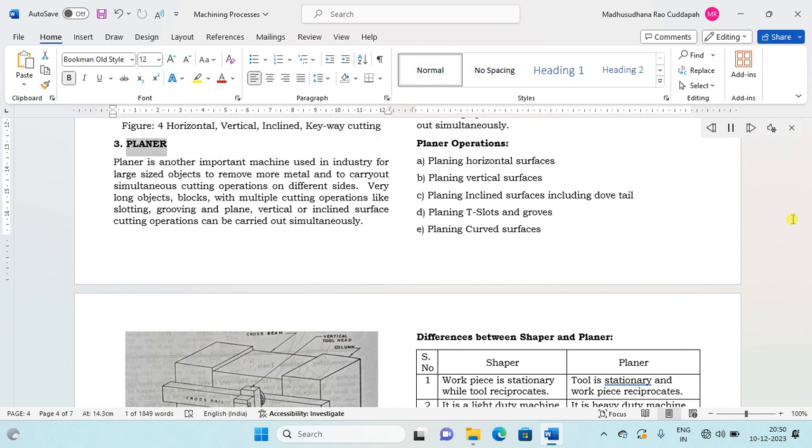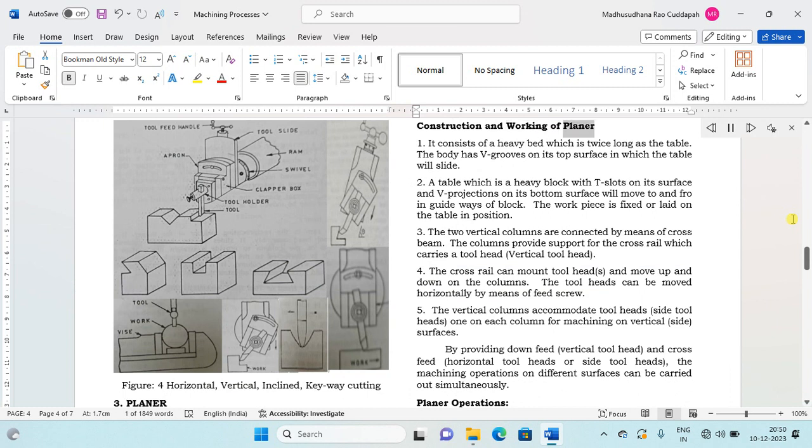3. Planer. Planer is another important machine used in industry for large-sized objects to remove more metal and to carry out simultaneous cutting operations on different sides. Very long objects, blocks, with multiple cutting operations like slotting, grooving and plane, vertical or inclined surface cutting operations can be carried out simultaneously. Construction and working of planer.